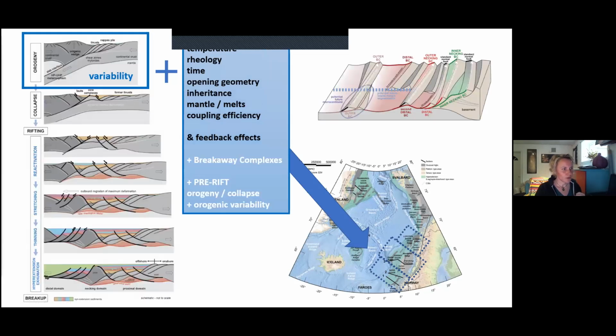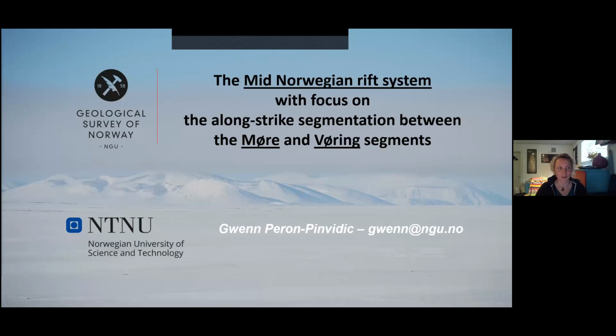What I wanted to add today on that list is just to open a discussion on the possibility of two more items. The one with the breakaway complexes, so the tectonic evolution of these breakaway complexes we have in the rifted margin, and also the pre-rift setting with the geometries of the orogen, taking into account that, yes, we begin our rifting on an orogen, but that orogen by itself has its own lateral variability that can also influence the segmentation. And that's it.